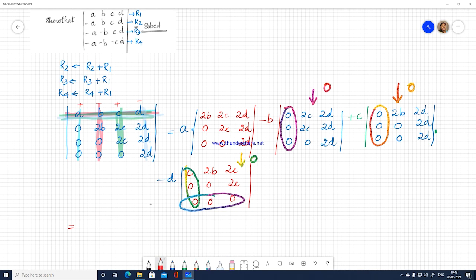So the only thing you need to find is the determinant value of this one. So a into, you take out the b. Covering this column and the row, cross multiplying 2c and 2d minus 0 into 2d. So we'll get 8: 2 into 2 is 4, 4 into 2 is 8. So 8ABCD. This is the answer.